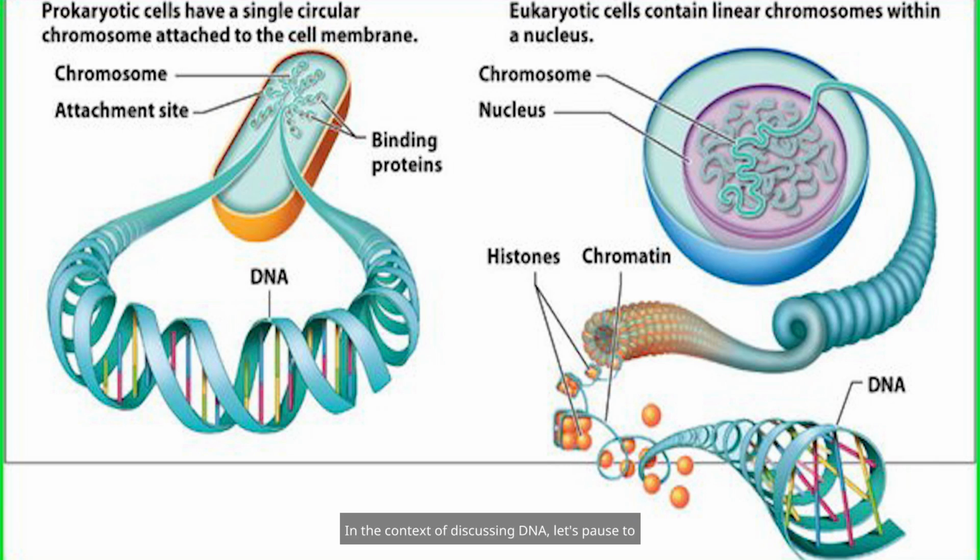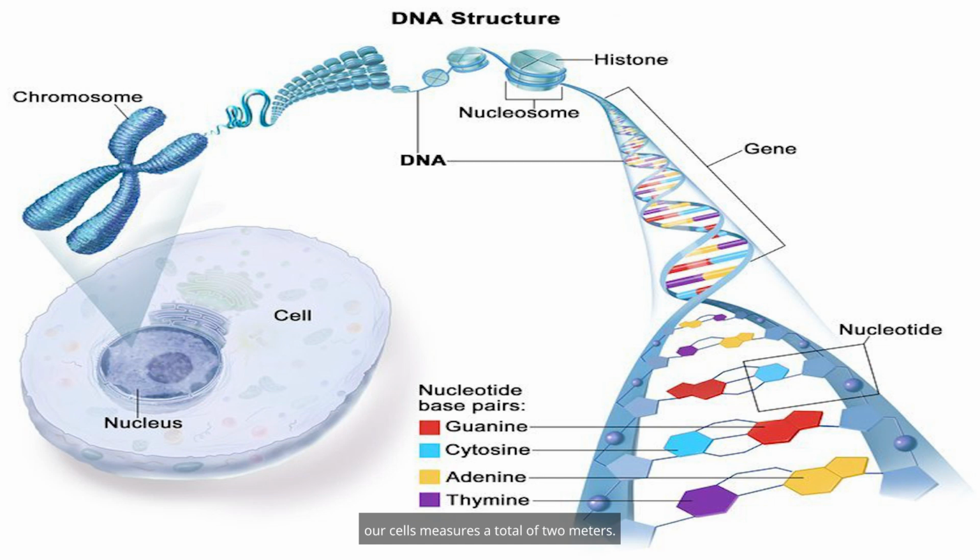In the context of discussing DNA, let's pause to consider its remarkable linearity. What do I mean by that? We can define linearity as the ratio of one dimension to the other two dimensions. For example, the complex human DNA contained in each of our cells measures a total of 2 meters. Meanwhile, the diameter of a DNA molecule is only 2 nanometers, that is 2 billionths of a meter.